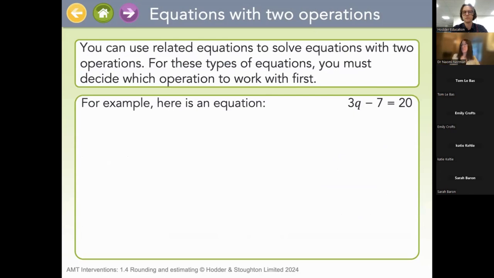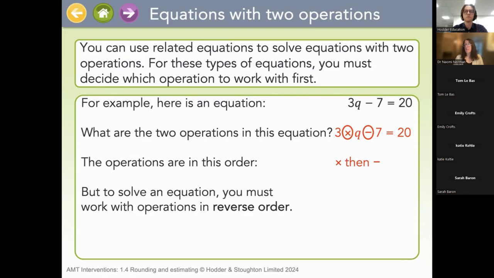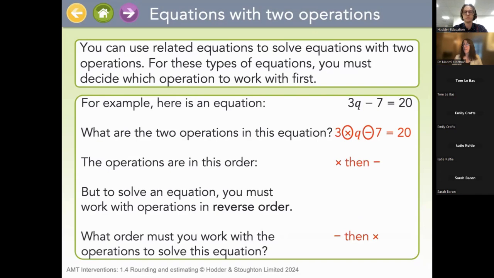Only then do students begin to work with equations that have two operations. And first of all, they have to identify the order of those operations. So they should be able to identify the multiplication and subtraction in this equation and the order of those operations. And having established that, they are then told that they need to be done in reverse order when solving an equation. And then they can move back to how they've solved equations up to now in the intervention lesson. So they're going to do the subtraction and then the multiplication.